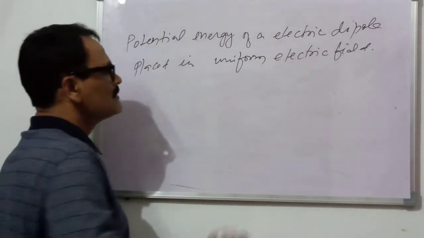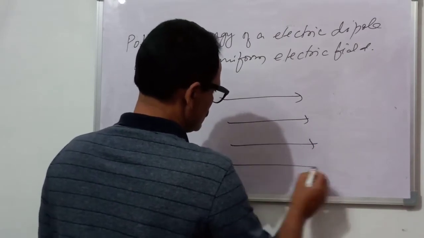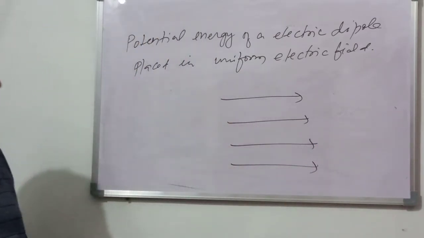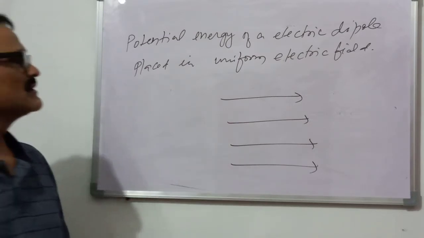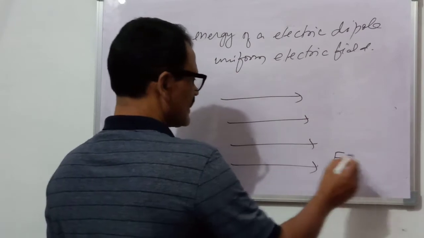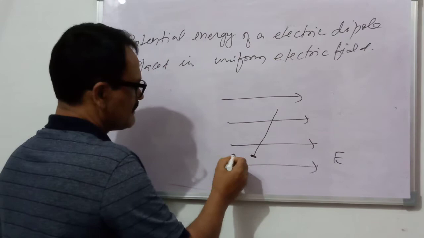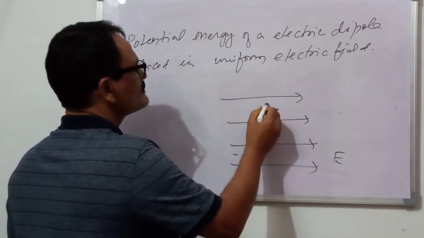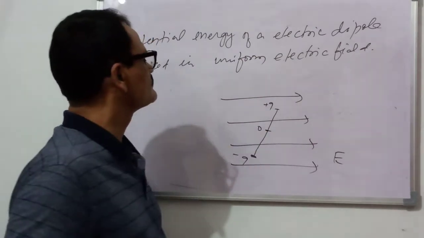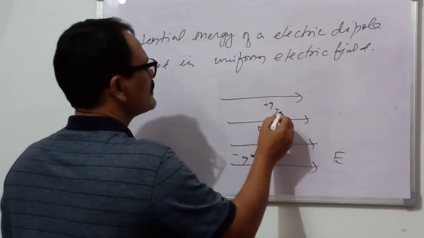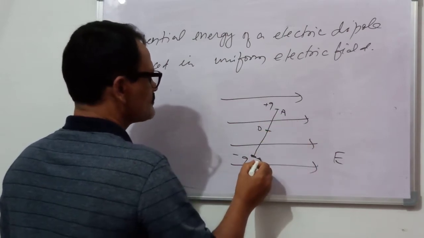Now suppose, since the field lines are parallel and equidistant, it represents the uniform electric field, and this electric field is E, and in this electric field there is a dipole. This is the minus Q charge and this is the plus Q charge, and this is the midpoint. For simplicity, this point is taken as A and this point is B.